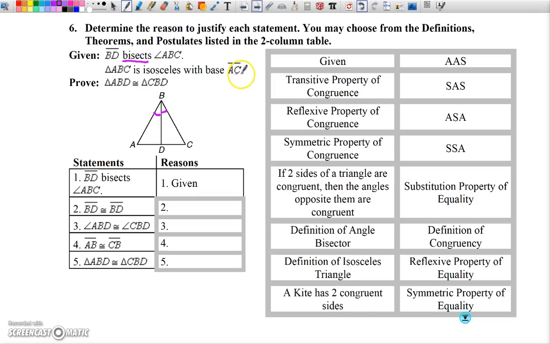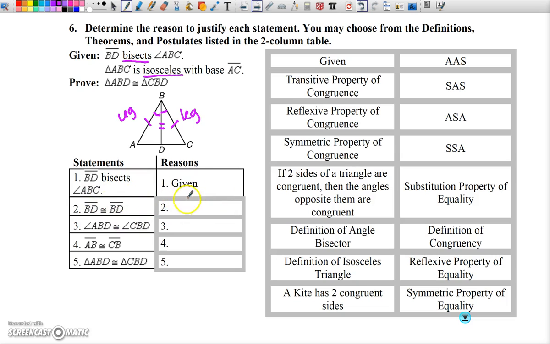ABC is isosceles and the base is AC. That would mean that AB over here is a leg, so this is a leg, and over here is a leg. And those have to be congruent because that's the definition of what an isosceles triangle is. So then with that, your last piece right here is that BD is the same, it's shared. So there's all of our information.